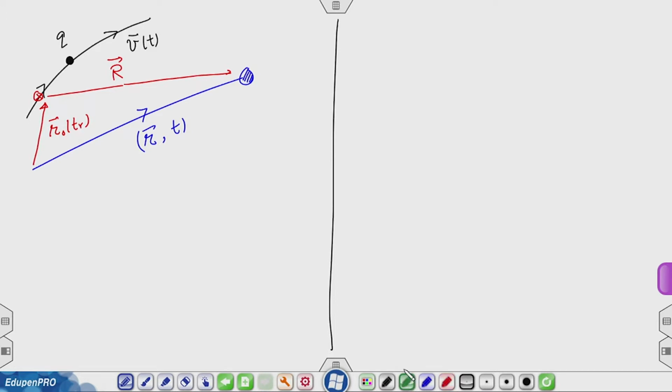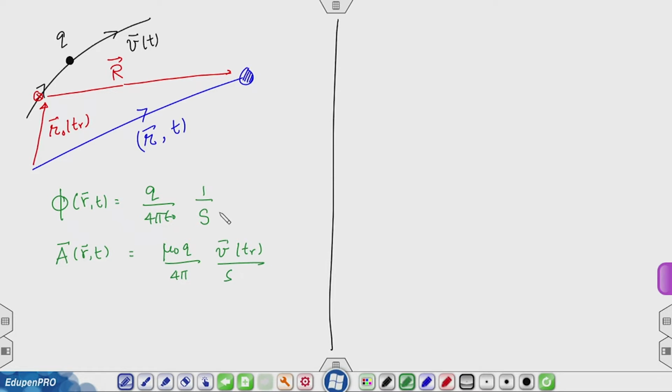And then I can write my phi(r, t) as q over 4 pi epsilon 0, and if you look back from the quantities that I defined, this is 1 over s. And similarly, the vector potential A(r, t) is equal to mu 0 q over 4 pi, v being calculated at t retarded, over s. Again, s is being calculated at t retarded. Everything is at t retarded.